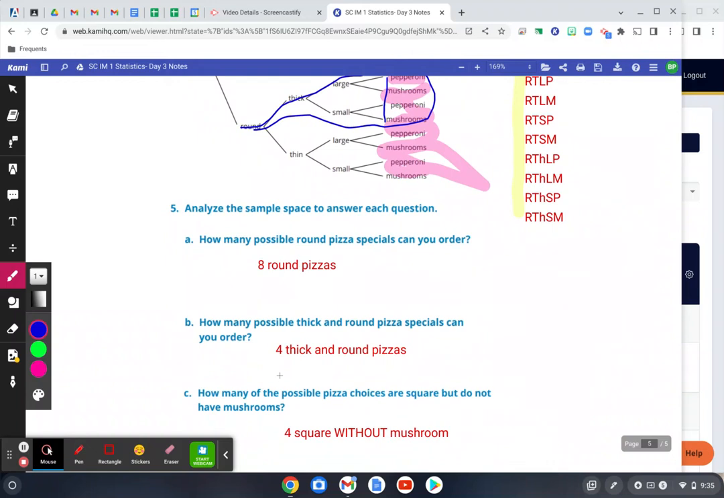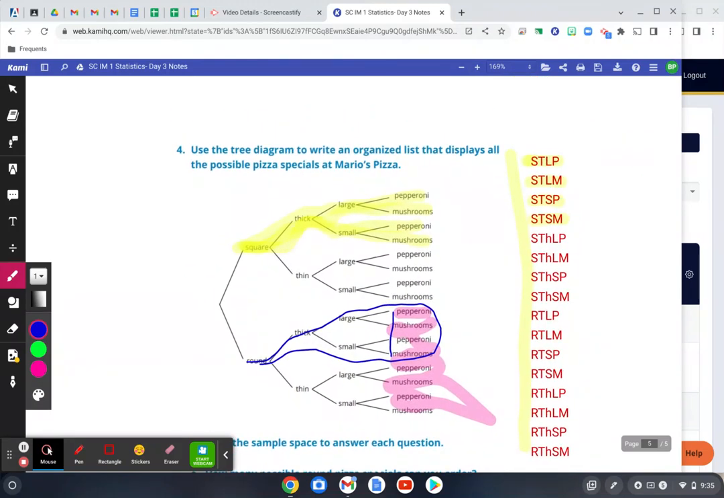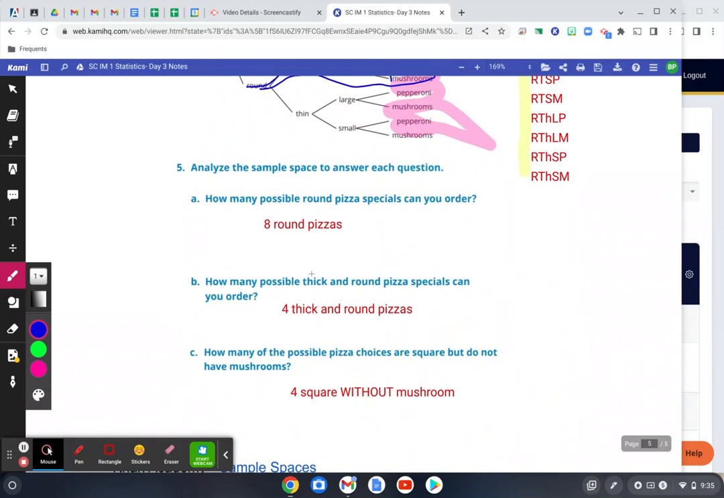And then lastly, how many of the possible pizza choices are square but do not have mushroom, or in other words, square with pepperoni? Same thing. We're going square with pepperoni. So that's this guy, this guy, this guy, and this guy. So there are 4 options there as well.